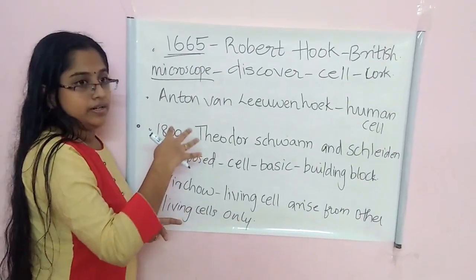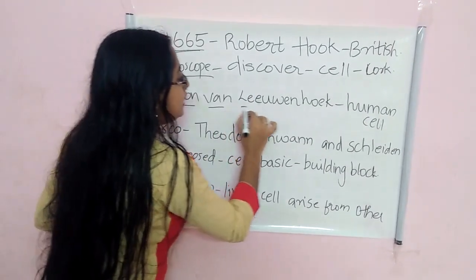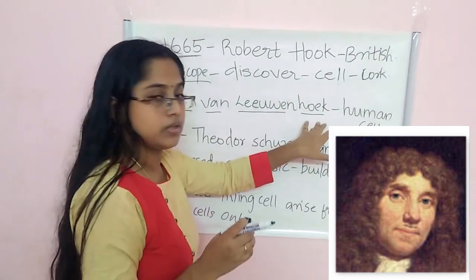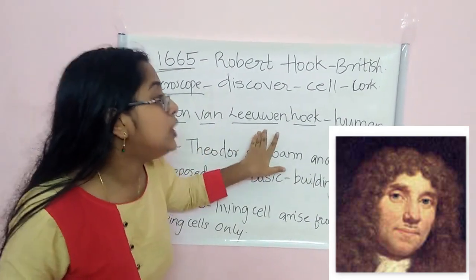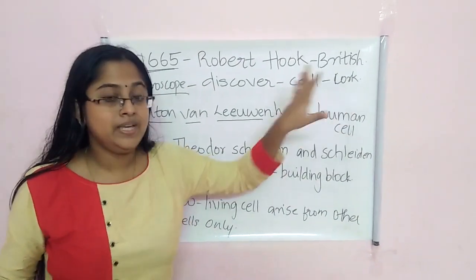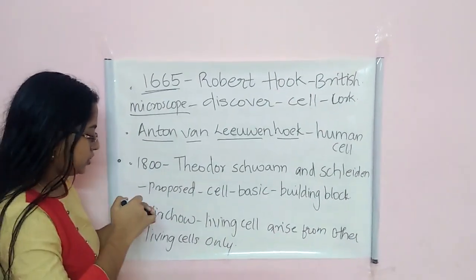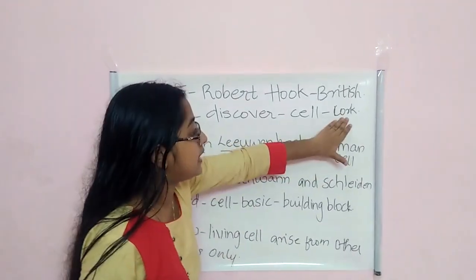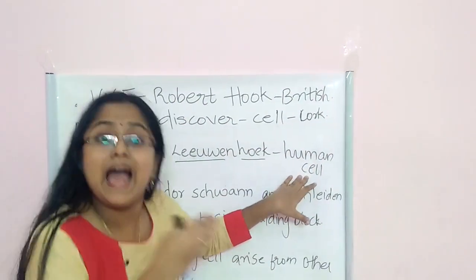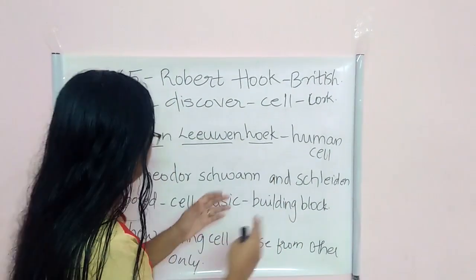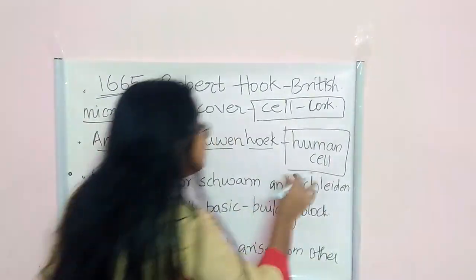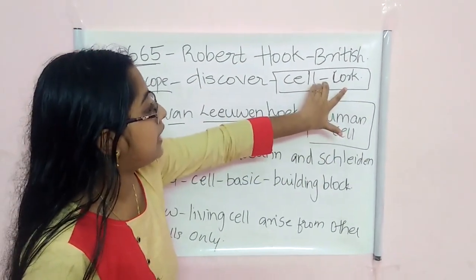We'll go to the next portion, that is Anton van Leeuwenhoek. I know it is a very puzzling name. Anton van Leeuwenhoek is the first one to discover the human cell. Don't mix it up. The first one is the cork cell and it is non-living. In the case of Anton van Leeuwenhoek, he discovered the animal cell. So this is a cell from cork, and this is a human cell. Just remember it.